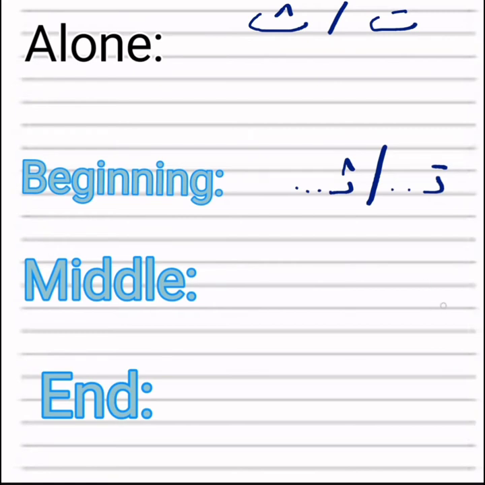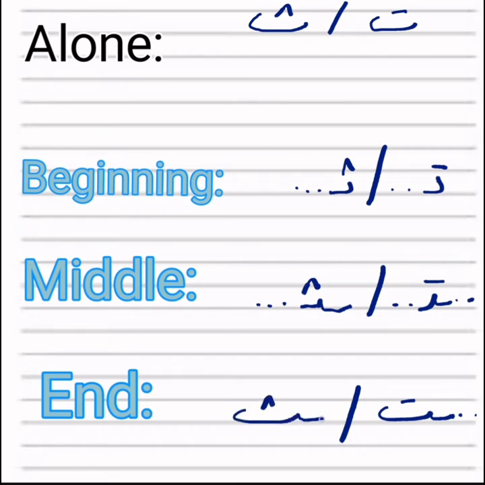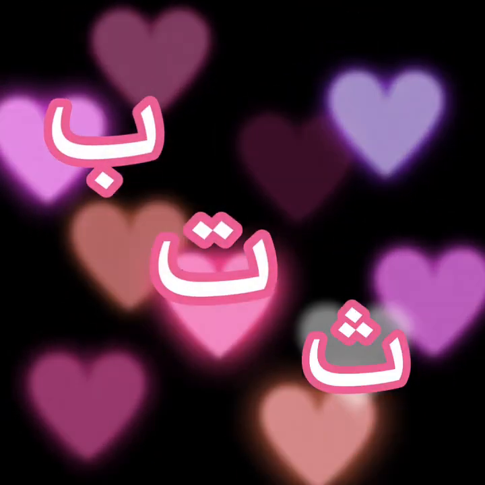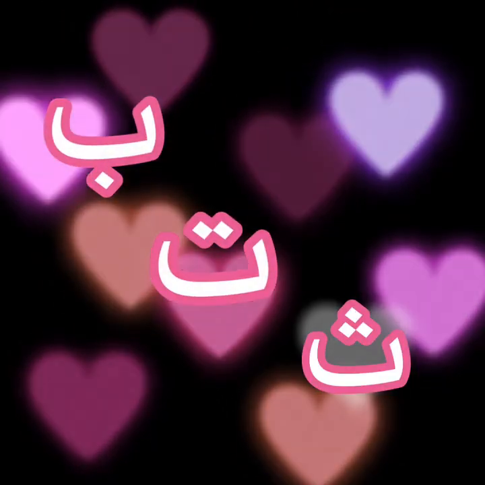And if it appears in the middle of the word, it's going to get attached to what's on its left side and right side. Same goes with that. It's just that you will add these extra lines. But if it appears at the end, again, same as ba, you will attach it and write it like this. Same goes with tha, you will attach it and write the letter tha like this. And that's the way you are going to write ba, ta, tha in the middle, beginning, or the end of the word.